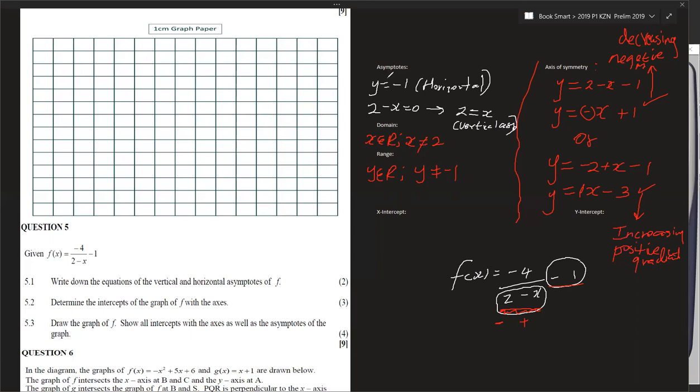So now we're going to get an eraser. Okay, so let's remove this so that we can do our calculations here.